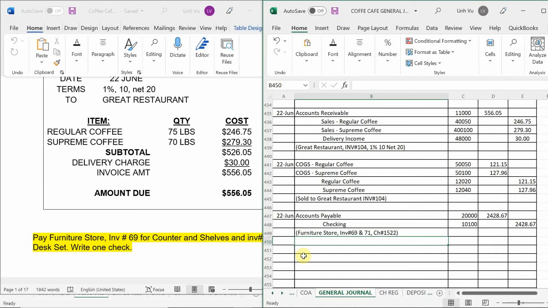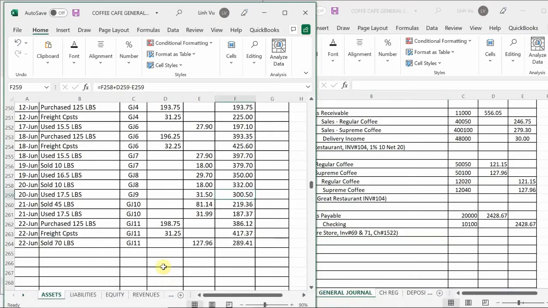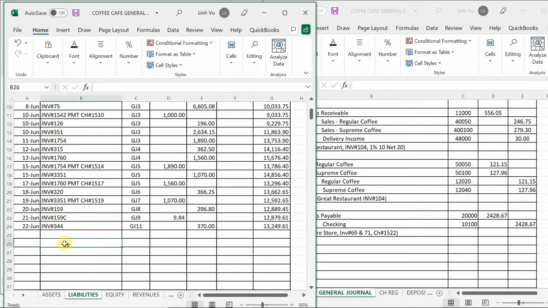And now we go to the general ledger. General ledger. Okay, so accounts payable first. Invoice 69 and 71, check 1522. Oh my god, where's my T at? There we go.